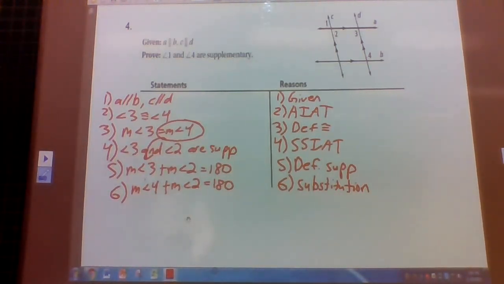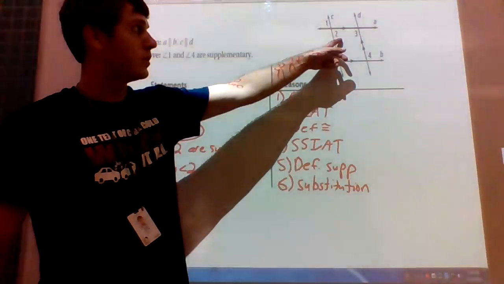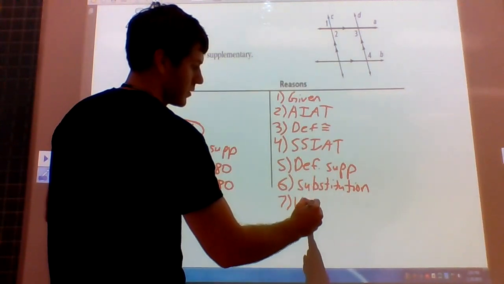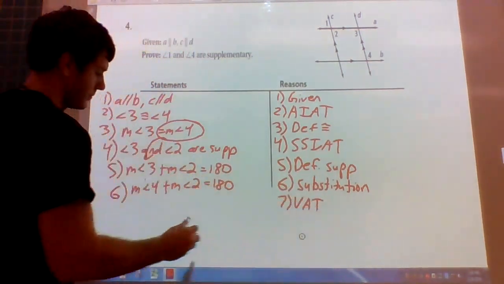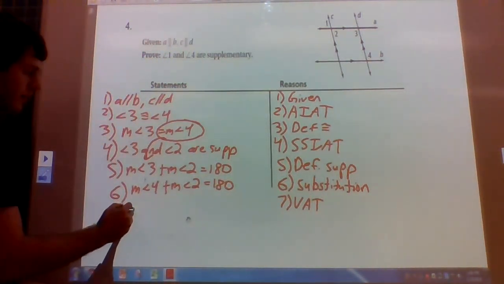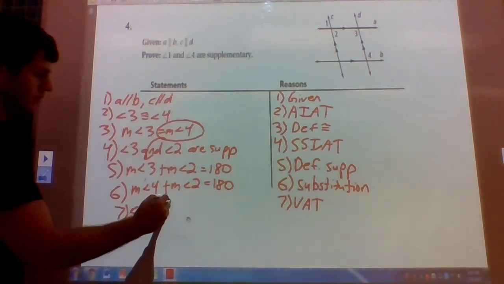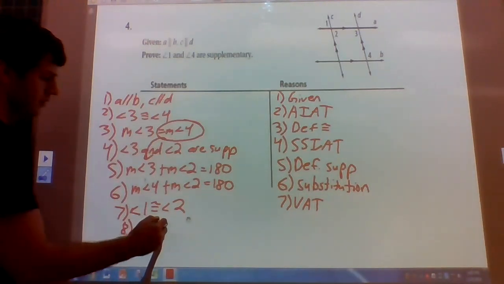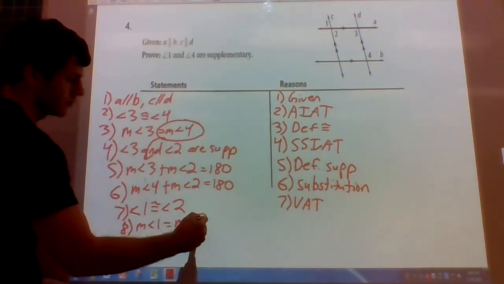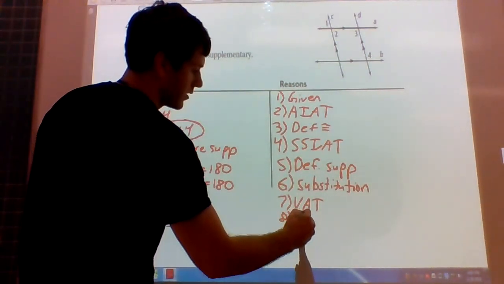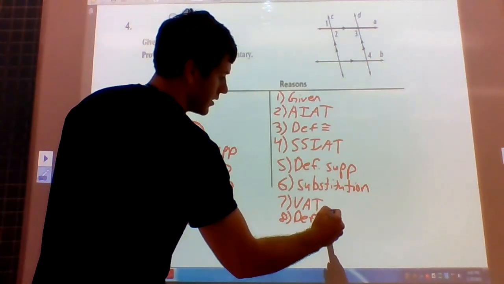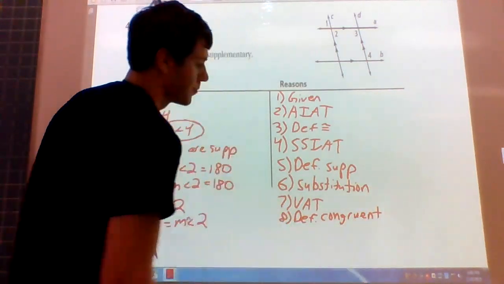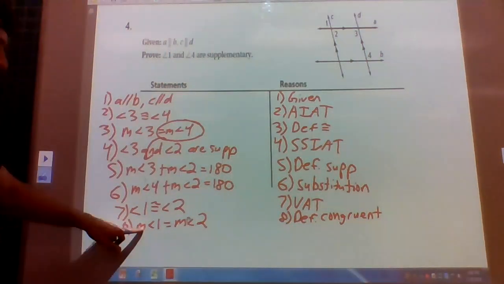Okay. And then we have 2 and 1 are vertical. So by the vertical angle theorem, we know that angle 1 is congruent to angle 2. So by the definition of congruent, we know the measure of angle 1 equals the measure of angle 2. And then we can substitute in.